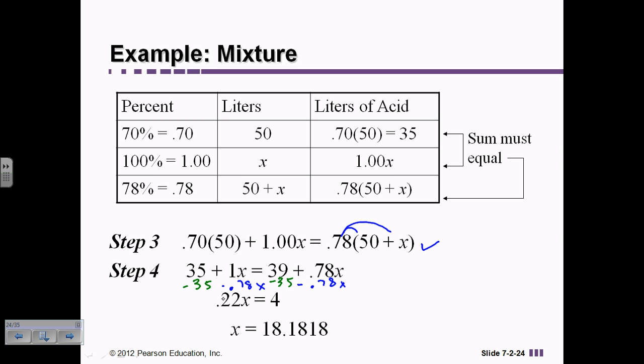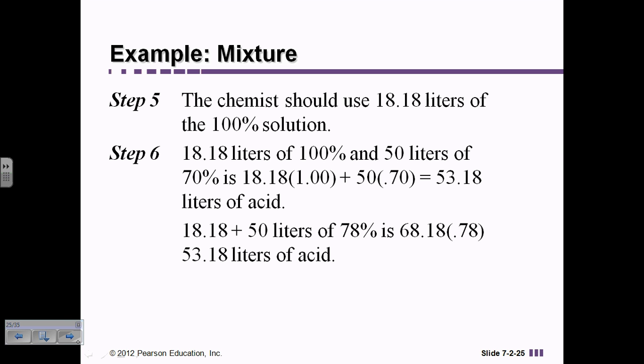And then we're going to divide both sides by 0.22. And so we end up with x equals 18.181818. It repeats itself. So that's telling me that I need 18.18 liters of the 100% solution in order to get the right mixture. So then to check myself, I'm going to do 18.18 times 100% plus 50 liters times 70%, and that comes out to be 53.18.